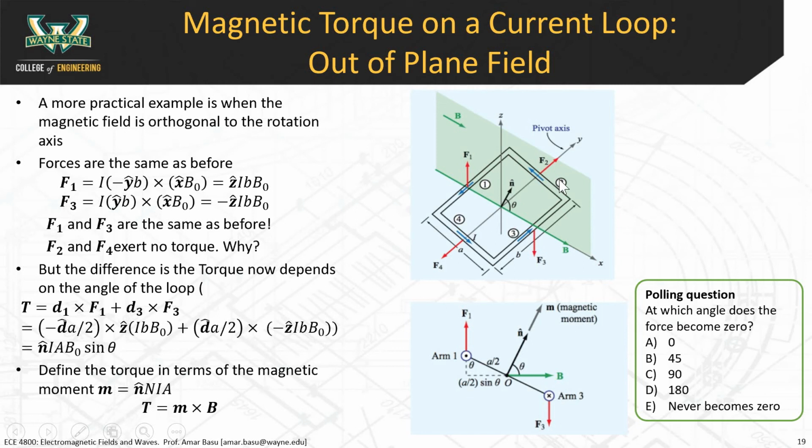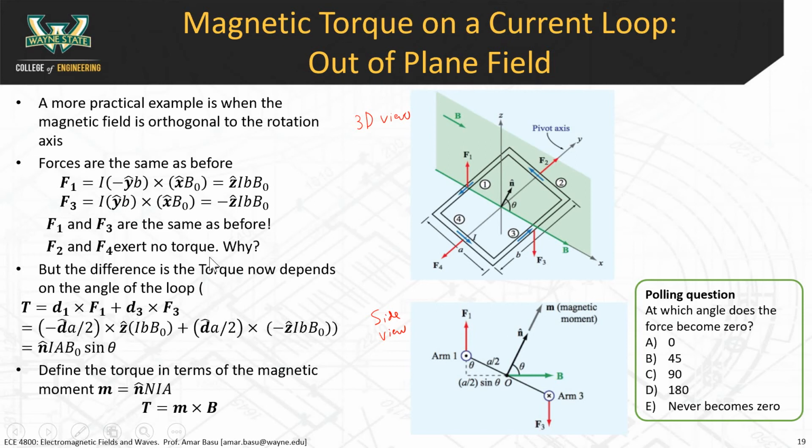So this is the diagram that we're looking at now. Again, just like before, this is the 3D view, and then this is the side view. We can go through this entire derivation again, but I'm not going to do that in the interest of time. I'll just tell you that these forces that we derived earlier are the same as before. F1 and F3, we already calculated them. F2 and F4 exert no torque.